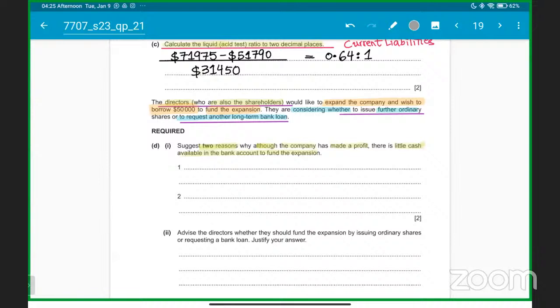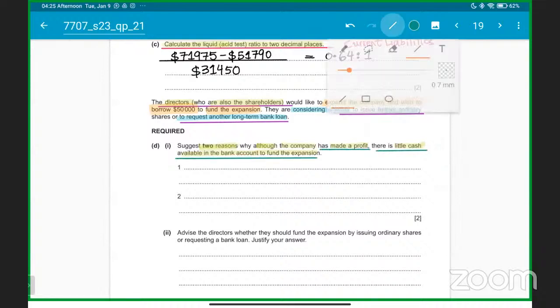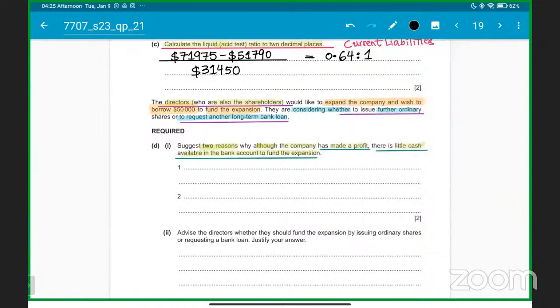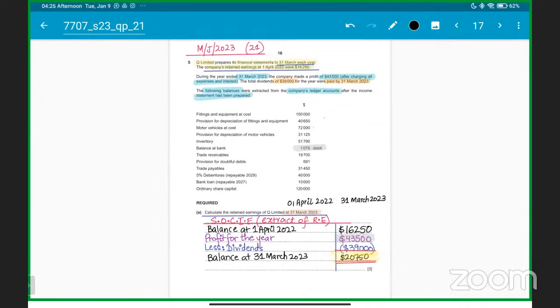Although the company has made a profit of $43,500, a very good question, there is only little cash available in this bank account. So can anyone tell me the reasons why there is little cash available in the bank account to fund the expansion? It's very simple, two reasons. Let me know, anyone. Come on, anyone, any questions? Why could there be little cash available in the bank account? You have to suggest two reasons. Although the company has made a profit, one of the reasons is very simple here only. Come on, guys, anyone would like to share?